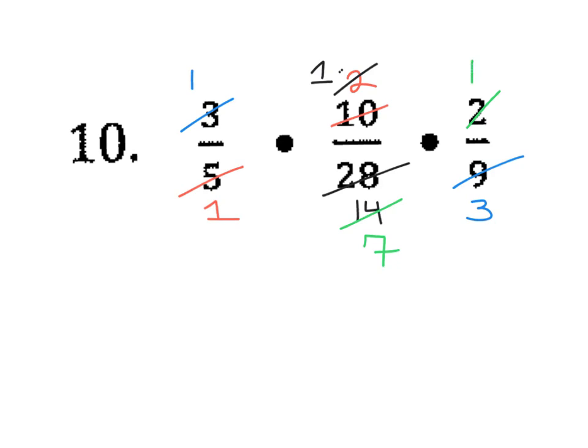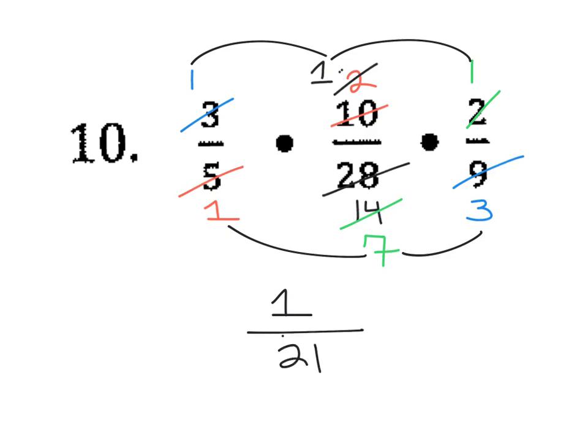So now we multiply top, multiply bottom, simplify. 1 times 1 is 1, times 1 is 1. So my numerator is 1. On the bottom, 1 times 7 is 7, times 3 is 21. So my answer is 1 over 21.